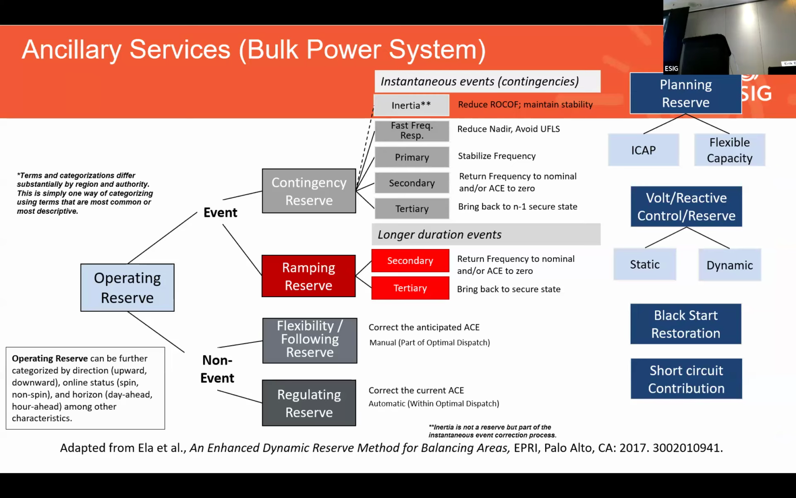different categories, split into what's driving the need for it, as well as the timing, the response time of these. And then you have planning reserve, which is more about what needs to be built in some future time frame. We have voltage control, reactive power reserve, and static and dynamic versions of that. You can break that into a couple of different categories as well. Black start restoration, short circuit contribution. We have inertia here as a reserve product, even though it's not really necessarily a reserve product, but it fits within those timelines.